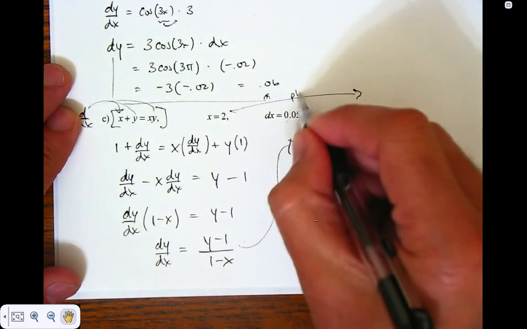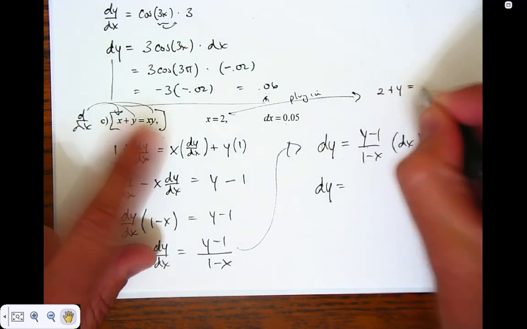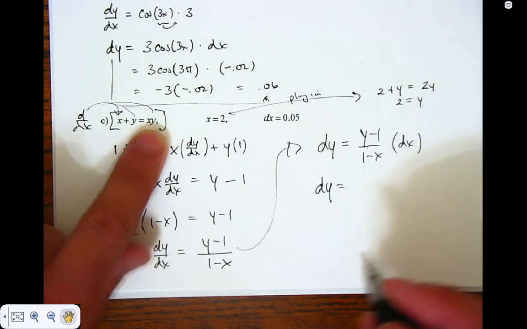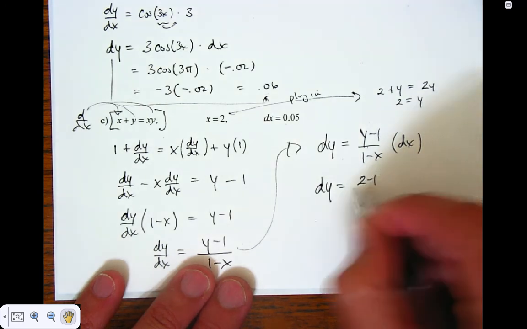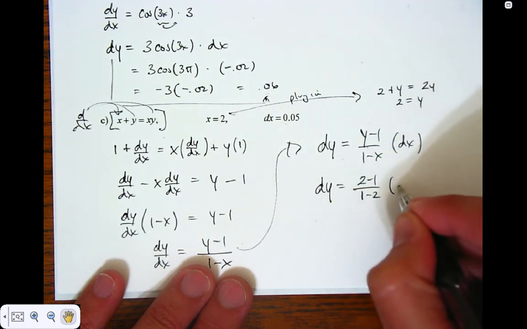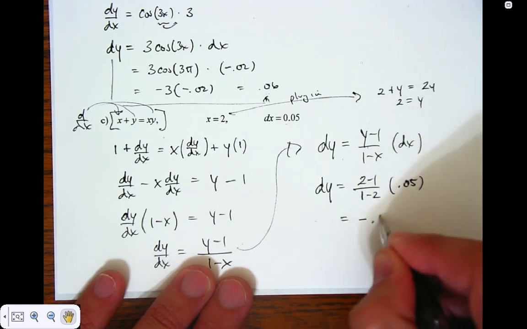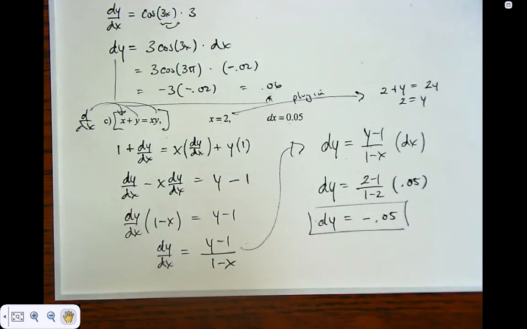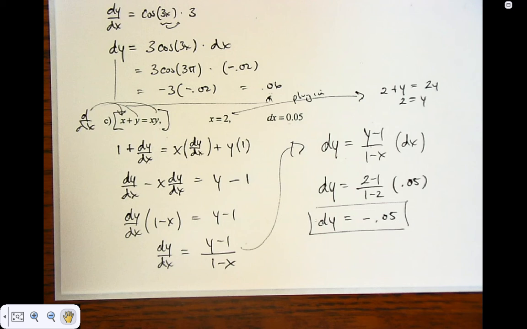And so you have to do a little bit more work here. So let's plug in x to our equation. We get 2 plus y equals 2y, so y equals 2 when I subtract y. Okay, so I've got x is 2, y is 2, so 2 minus 1 over 1 minus 2, times the dx value of 0.05. That's 1 over negative 1, so negative 0.05. Okay, and so differentials just gives you a way to estimate a change in a y value given a particular change in x. All right.